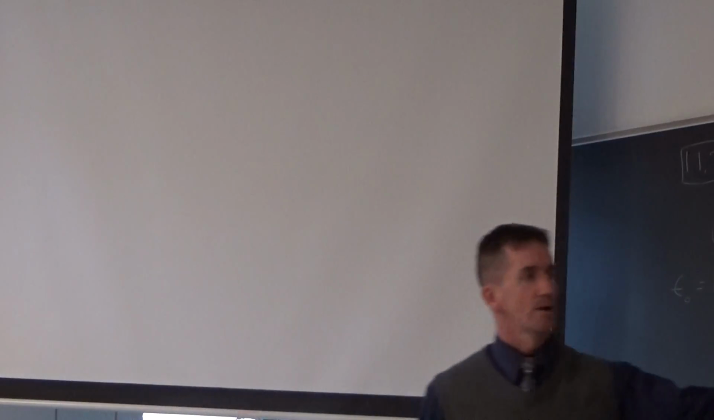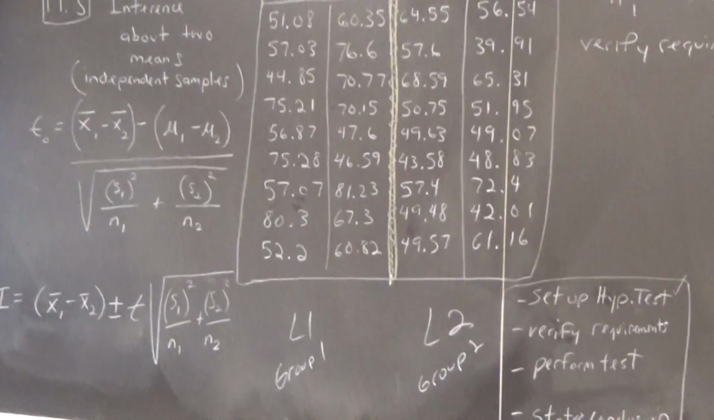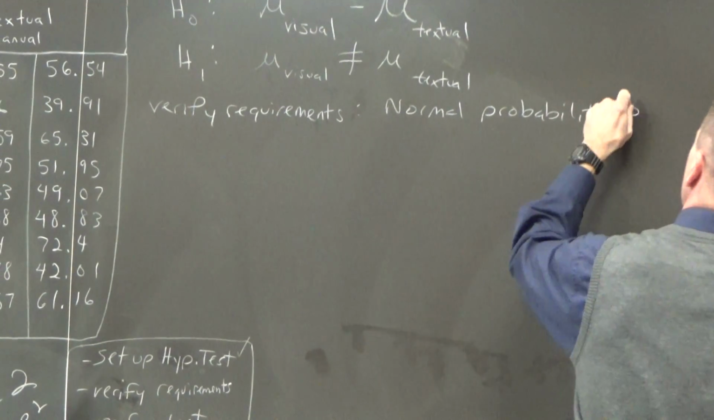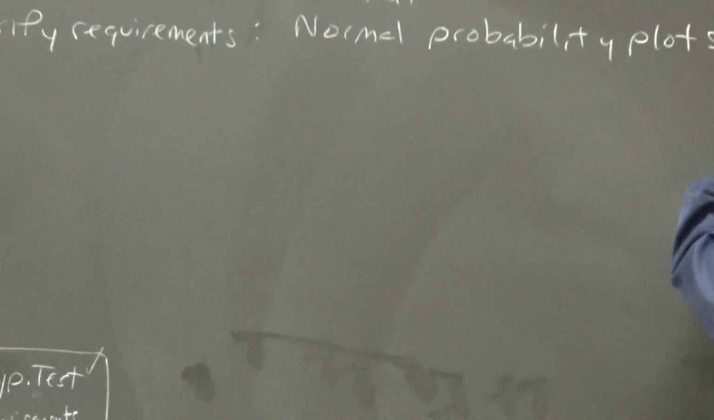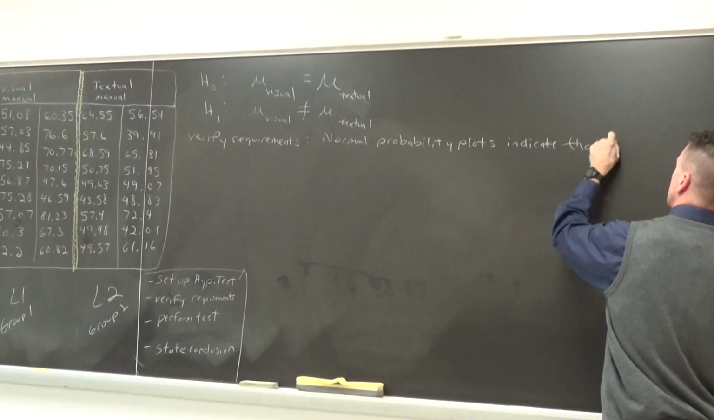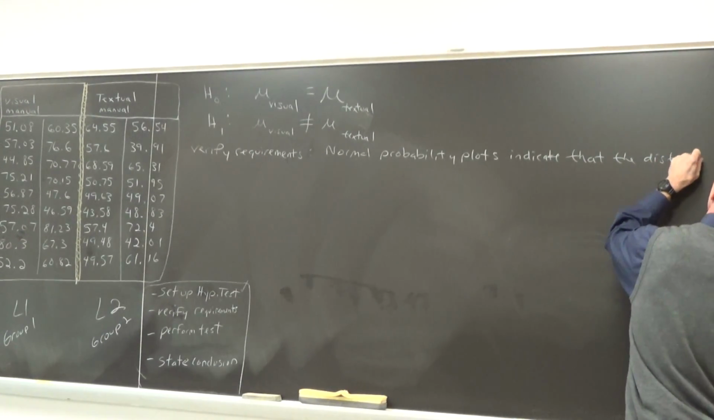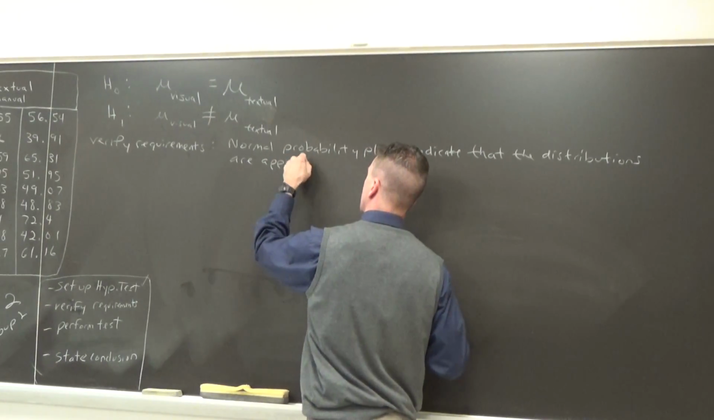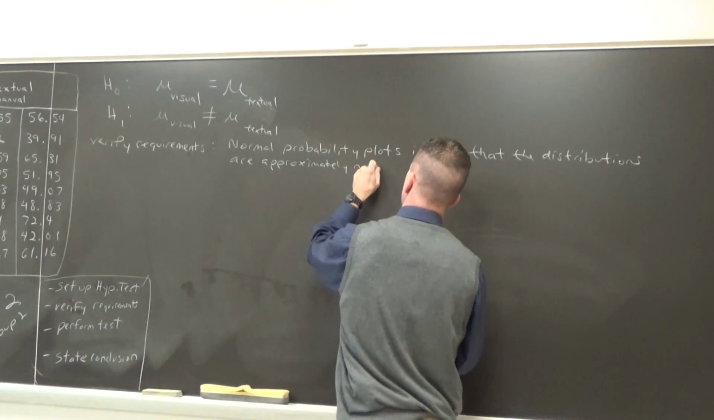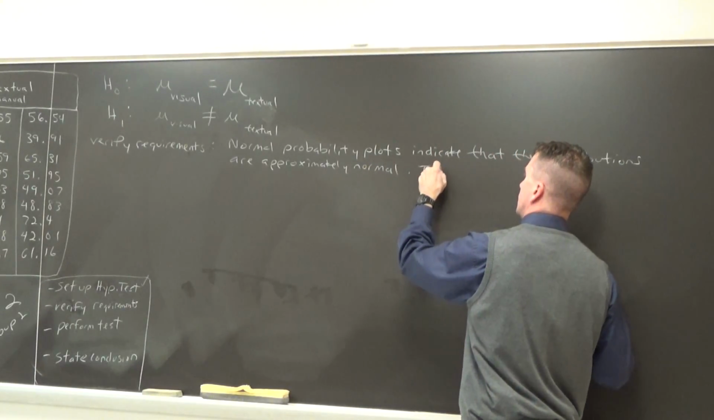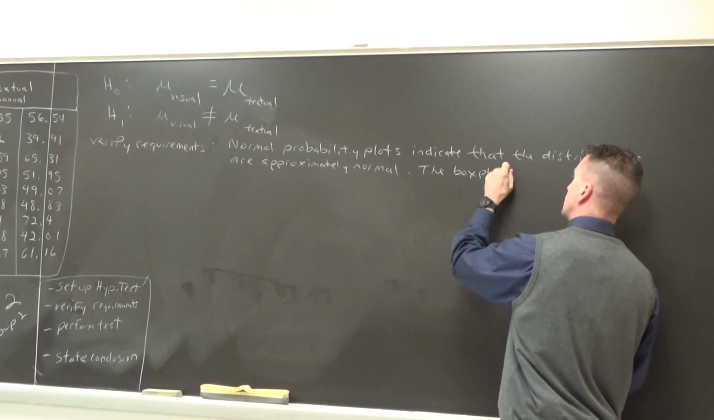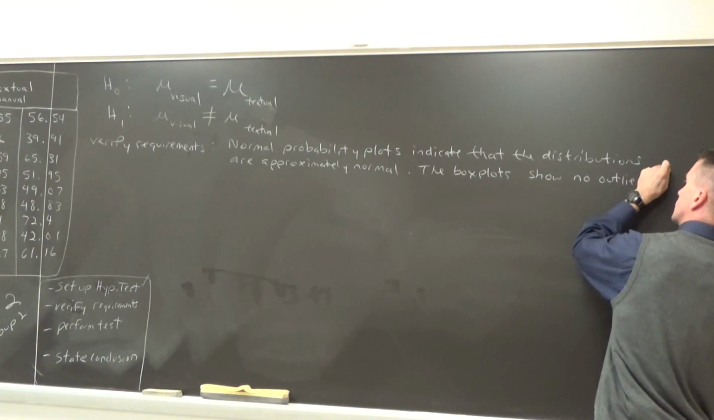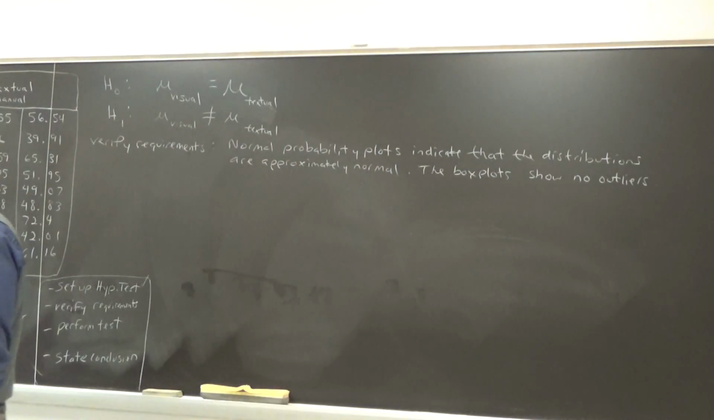So I'll turn this off. I'm going to write that down. I know we didn't have it, but the normal probability plots did indicate that the distributions are approximately normal. The box plots for both groups show no outliers. So we're good to go. We're ready to roll with this. We can now use the t-distribution, everyone.